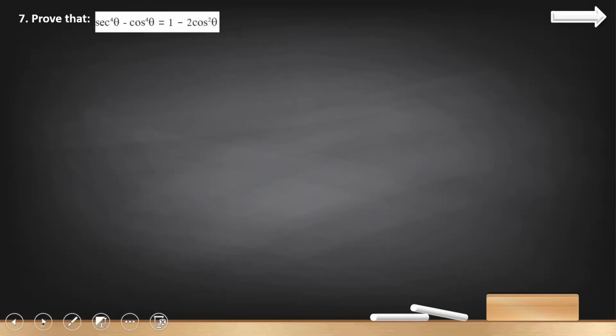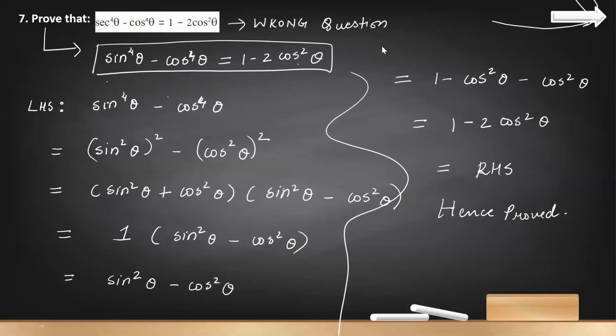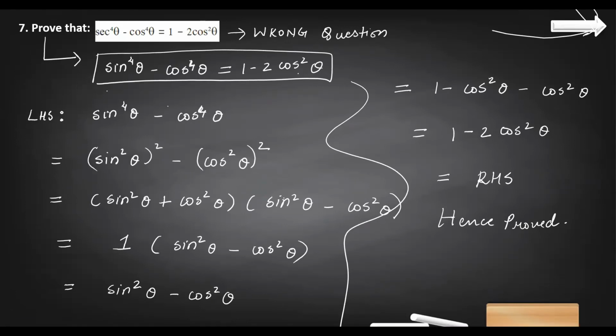Okay, let us proceed. Now, see, this is again a tricky question. It says sec to the power 4. Don't get panicked or confused when powers of 4 and powers of 6 come. I'll tell you how to solve these. Sec to the power 4 theta minus cos to the power 4 theta is equal to 1 minus 2 times cos square theta. Okay, let us start first of all with LHS.